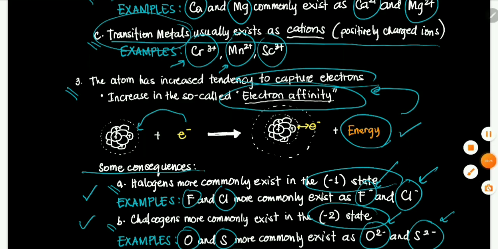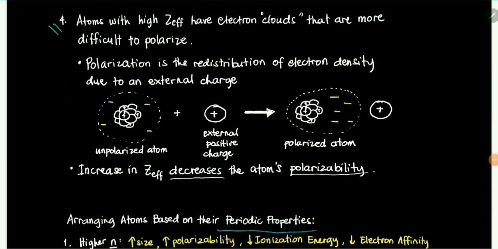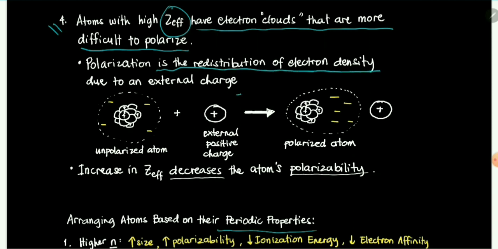Okay? So for the next one, atoms with high effective nuclear charge values have electron clouds that are more difficult to polarize. Okay? So what is polarization? So polarization is the redistribution of an electron density due to its reaction towards an external charge. So, kung meron tayong unpolarized atom, tapos lapit tayo ng isang external positive charge, for example, na-attract yung electron density towards the charge.